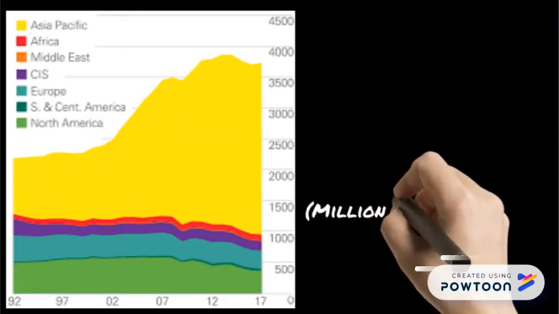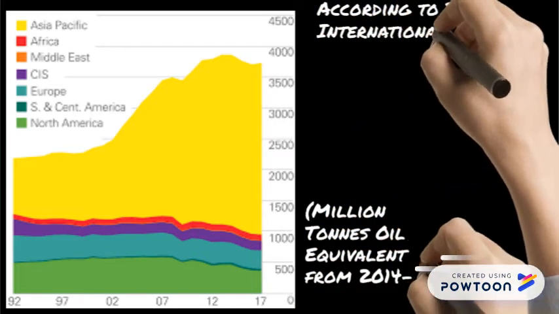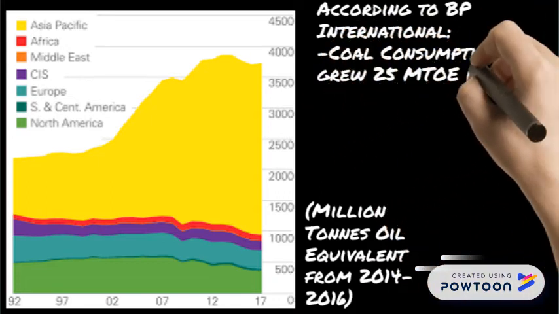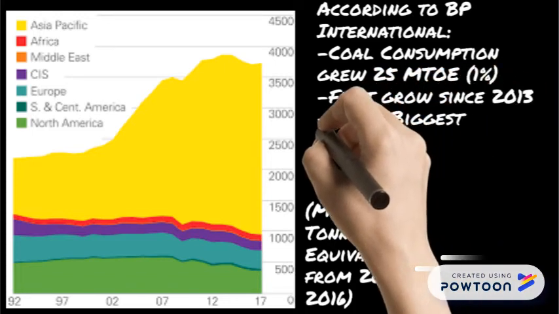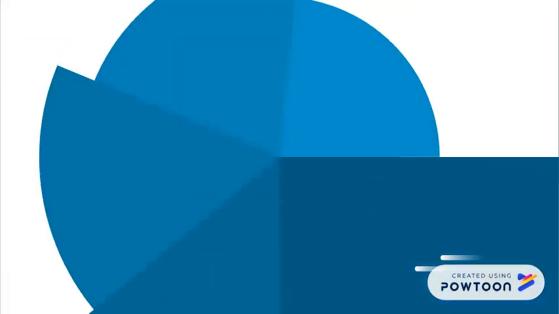According to British Petroleum International, coal consumption grew by 25 million tons oil equivalent, or 1%, in 2016. It was its first growth in 3 years, and China, the biggest consumer, was the one that consumed the most. However, OECD member countries' demand decreased.